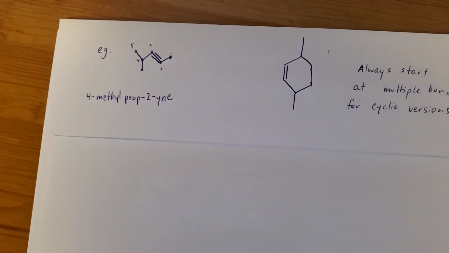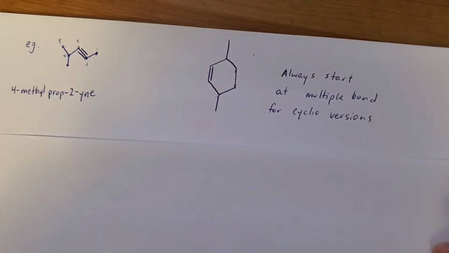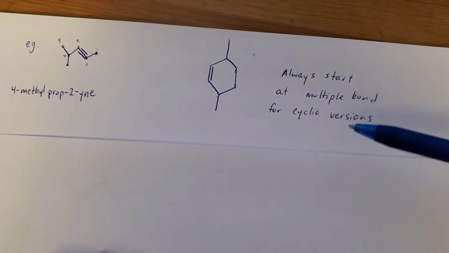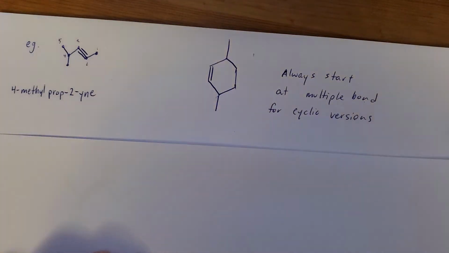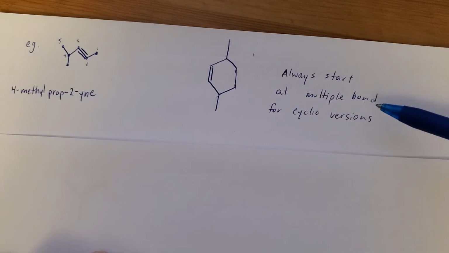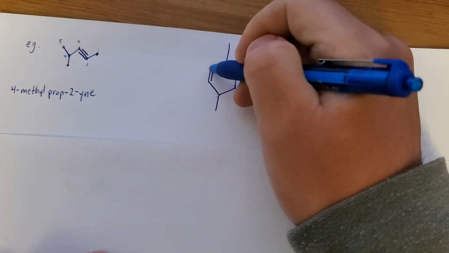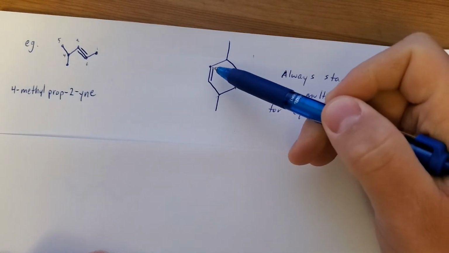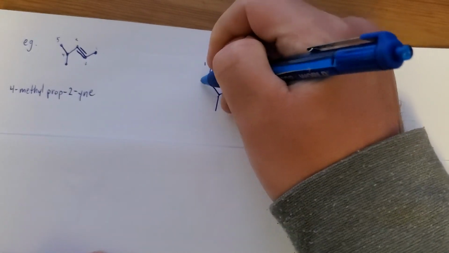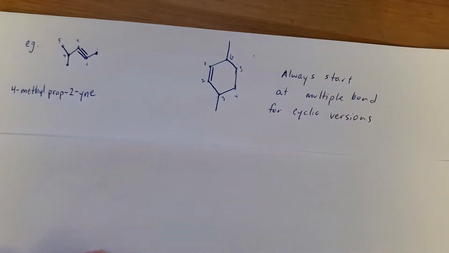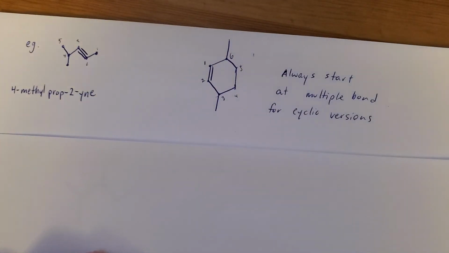Now, you can also get cyclic alkenes or cyclic alkynes. They are rare. You won't see them too often, but here's one. They have a nice rule. You always start numbering where the multiple bond starts. You can go clockwise or anti-clockwise. This one's not going to matter. So you always start at the multiple bond. I'll make this 1, and then we'll go this way. We'll get the same numbers if we go the other way. The fact that the multiple bond is always at 1 for cyclic versions means you don't have to say where it is because it's always at 1.